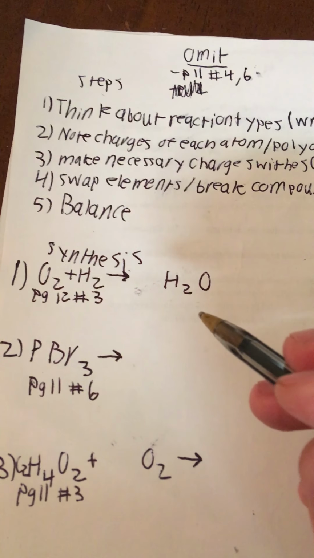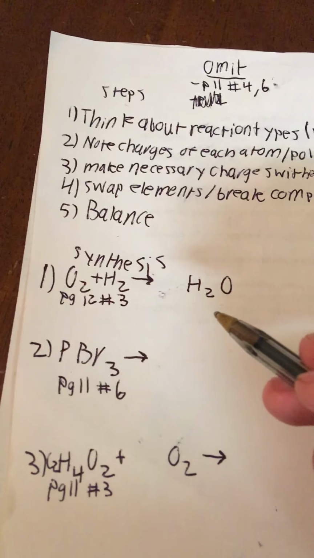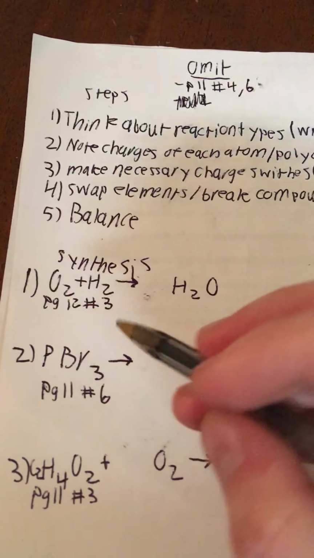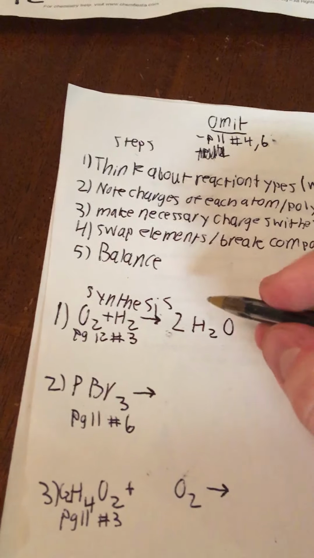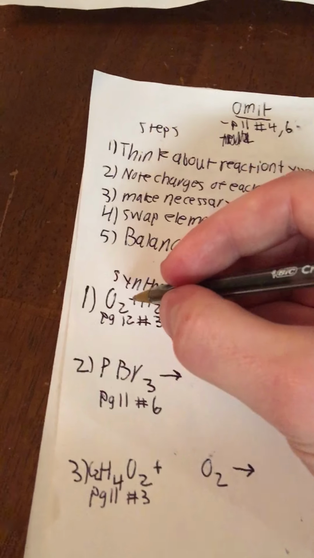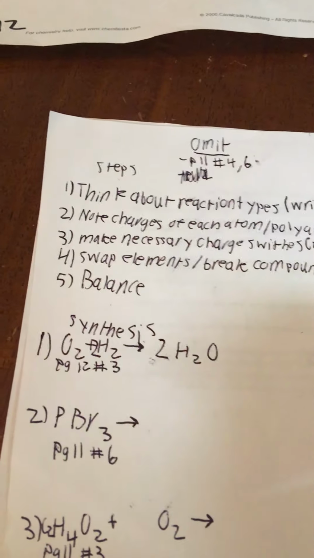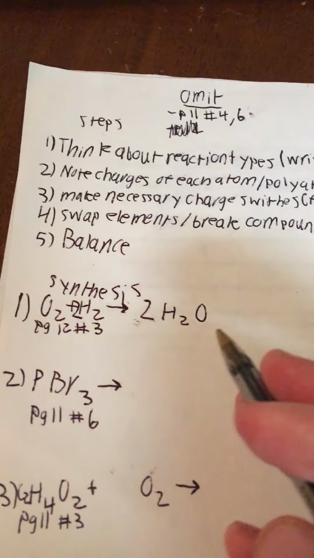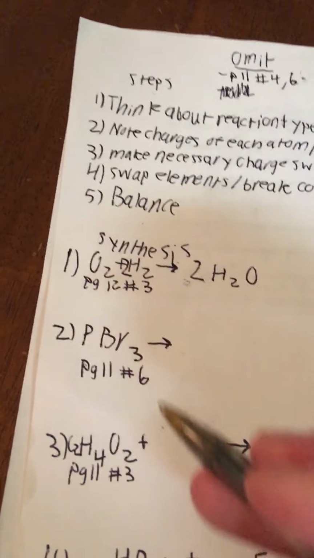So are we balanced? Ashton, are we balanced? No, we're not. We've got 2 H's and 1 O on the product side, but we've got 2 of each on this side. So I'm going to write a 2 right here. Now I've got 4 hydrogens and 2 oxygens though, so the last thing I'm going to do is put a 2 right there. So that's that problem. We're balanced, we know the type of reaction, and we've got our product. Easy enough, right? All right, let's move on to the next one.